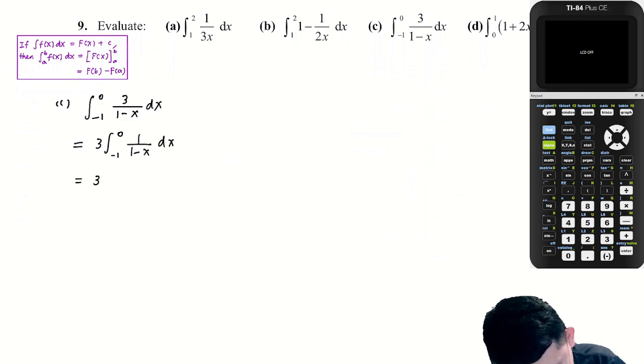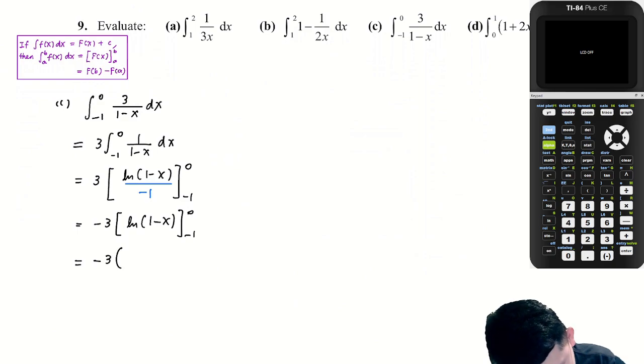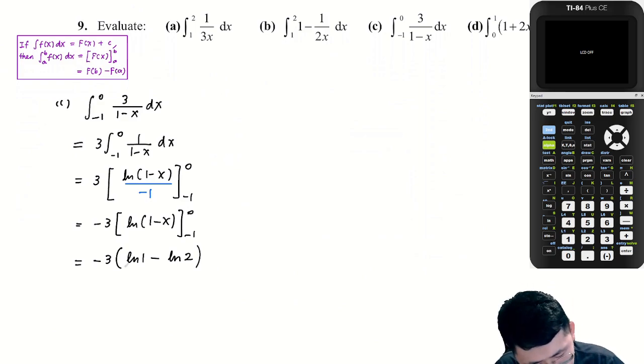So I have 3. Now then it will be ln 1 minus x, but on top of that, because of the reverse chain rule, I need to divide by -1. So bringing the -1 out, I'll have a -3 of ln 1 minus x, from 0 to -1. Let me sub in the 0 first. So this would be ln 1, then minus ln of 2, 1 minus -1. Then ln 1 over here is 0. So this turns out to be a value of 3 ln 2.